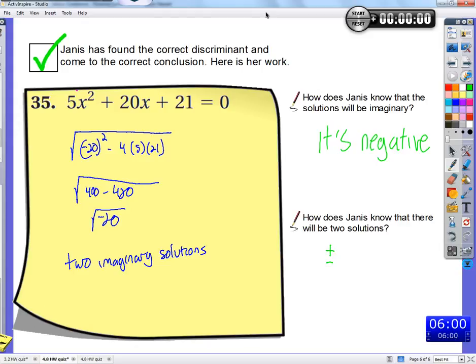No, I mean, remember when we derived the formula? We started with ax squared plus bx plus c equals zero, and then we subtracted c from both sides, we divided by a, and we did all these things. Remember what that method was called? Completing the square. Completing the square is this thing. That's where the pattern came from.